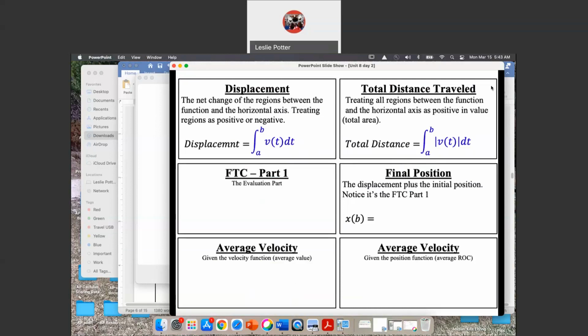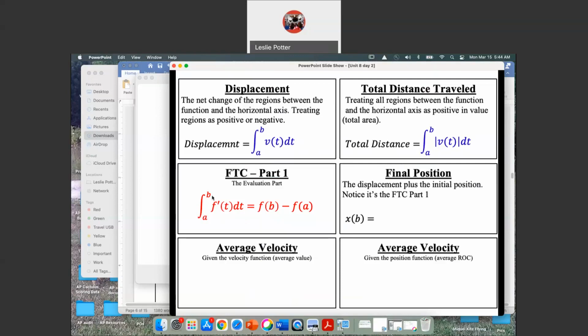And so when we talk about total distance, a lot of times the total distance concept is really kind of a calculator-based concept because of the absolute value function that you have to work with. And we'll talk more about that when we get to an example dealing with total distance.